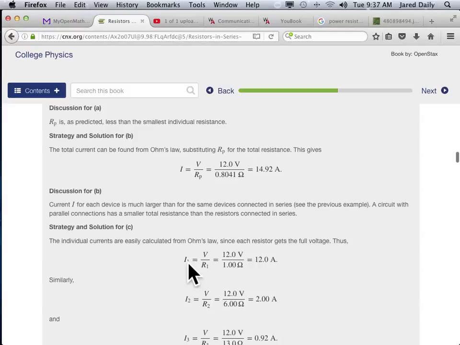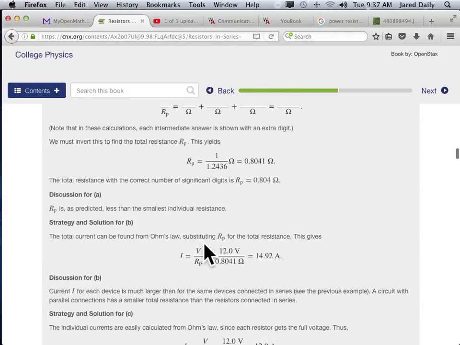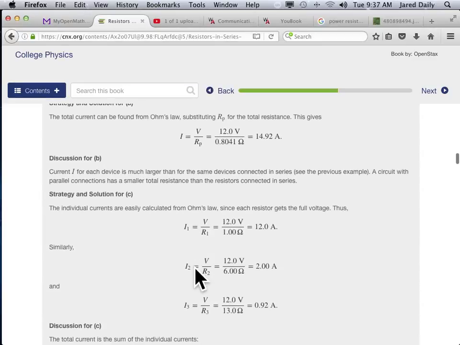Because remember, the current is different. So this tells you the total current going through the system from one end of the battery to the other end of the battery. But this one will tell you the current going through each individual resistor. And you see that the 1 ohm resistor has 12 amps of current. The 6 ohm resistor has 2 amps of current. The 13 ohm, 0.92.